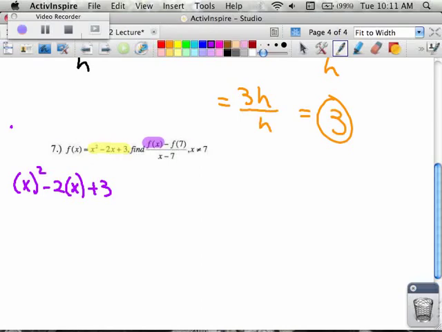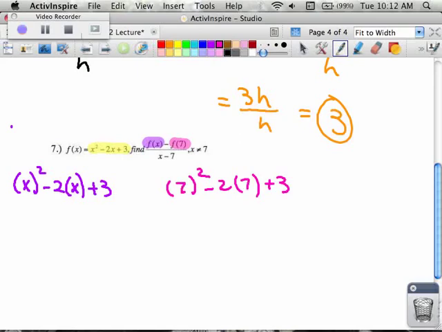The second instruction, the one that says f of 7, is telling me to go back to that same yellow highlighted function, but this time, instead of putting in an x, wherever I see a variable, I'm going to shove in 7. So it looks like this. Something squared minus 2 times something plus 3. And this time, inside those parentheses goes 7.